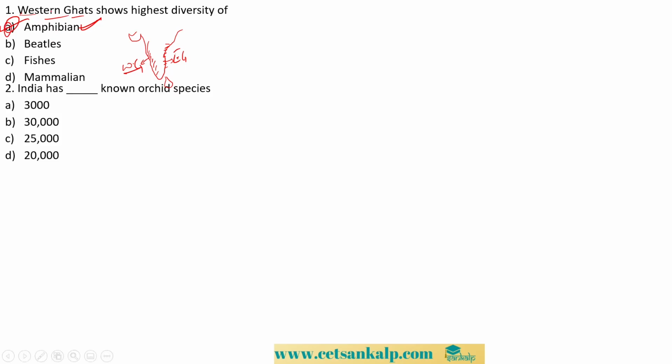Now the next question: India is known to have a dash number of orchid species. In the beginning of the chapter, they have given that India is known to have around 20,000 orchid species, and interestingly Sikkim is the state known for its orchid beauty.